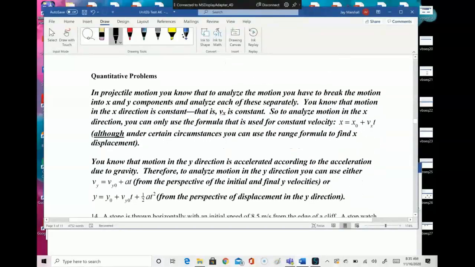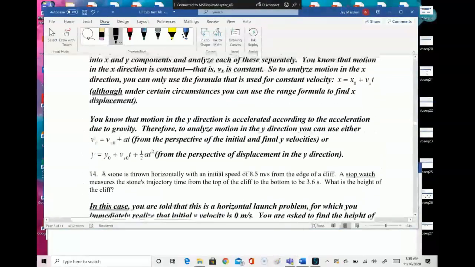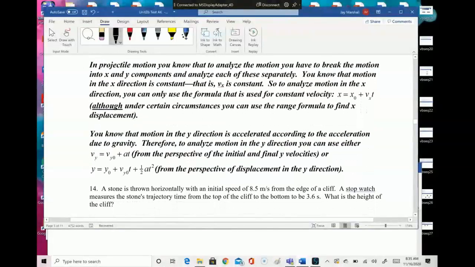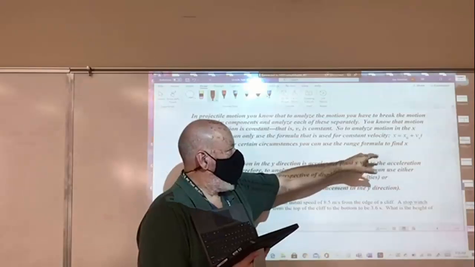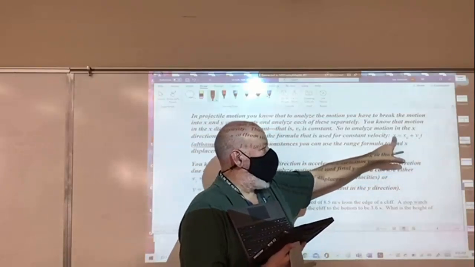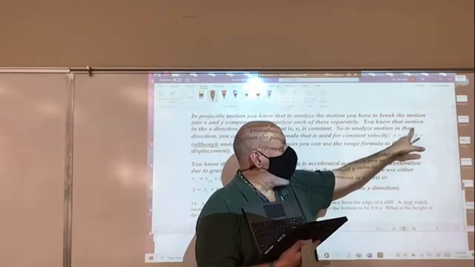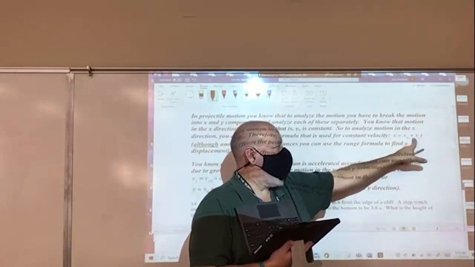So, okay. Quantitative problems. In projectile motion, you know that to analyze the motion, you have to break the motion into x and y components and analyze each of these separately. You know that motion in the x direction is constant. So to analyze motion in the x direction, you can only use the formula that's used for constant velocity. If I want to find out something about the x direction, I have to use this formula.